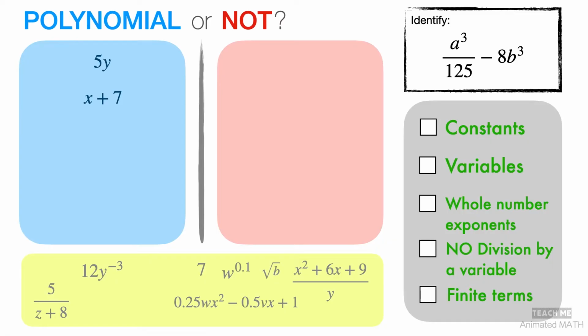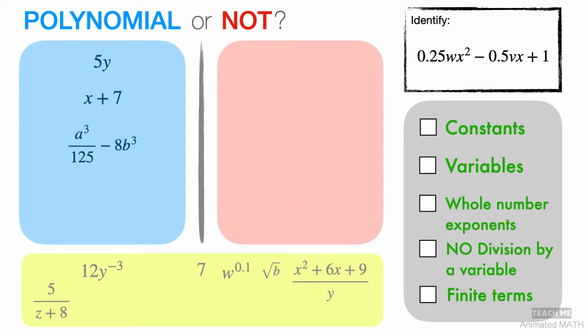This has two terms which are made from constants, variables, and whole number exponents. This is also a polynomial. This has constants, variables, and whole number exponents again. So yes, it is a polynomial. It may come as a surprise for you, but one term is also a polynomial. And yes, it can be just a constant. Next, let's explain why the remaining expressions are not polynomials.